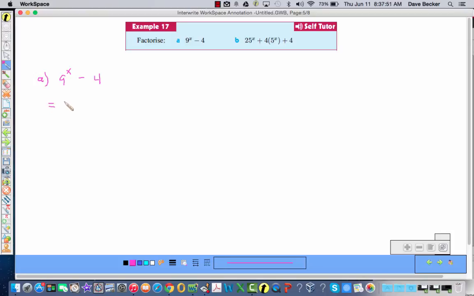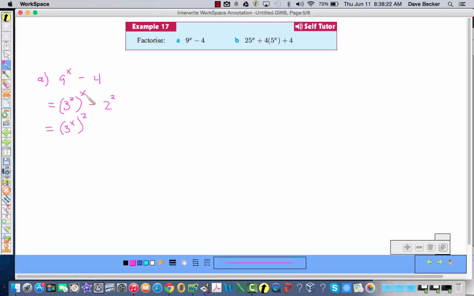This is 3 squared to the x, minus 2 squared, okay? And this is not the difference of two squares right now because this is to the x power. So I need to make it squared. Well, isn't this equivalent to 3 to the x squared? Let's think about it.